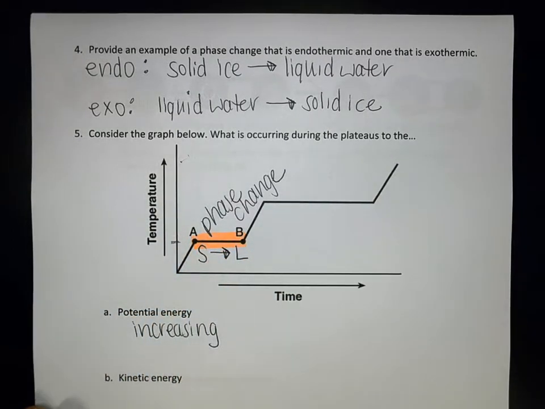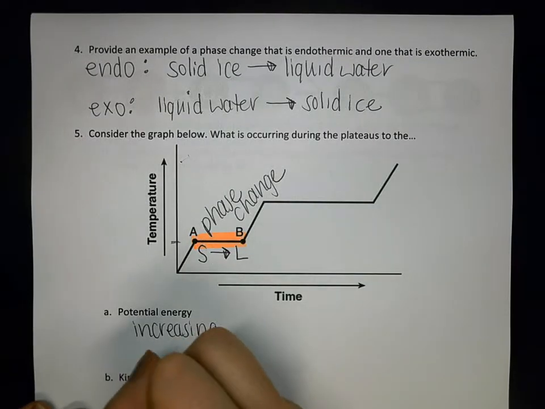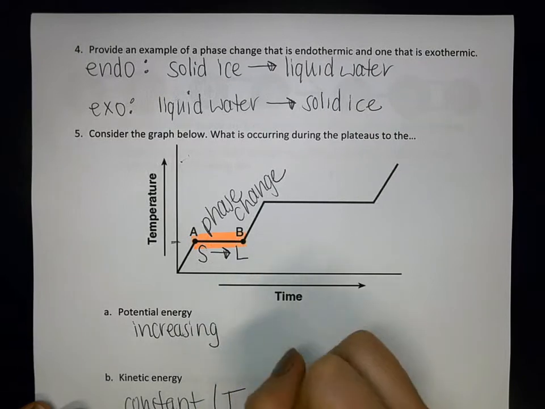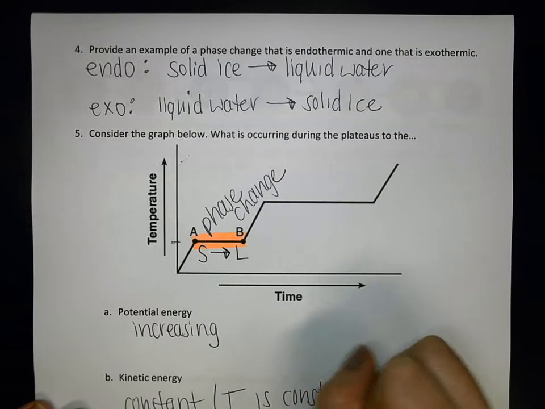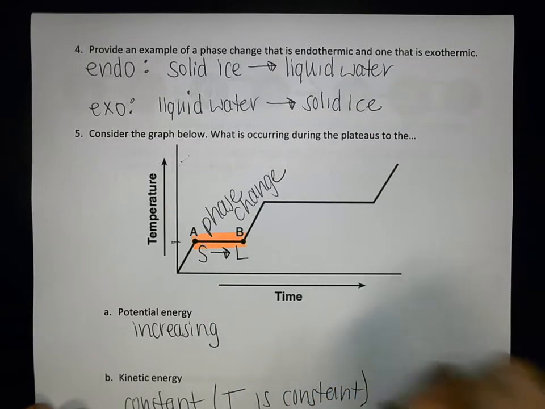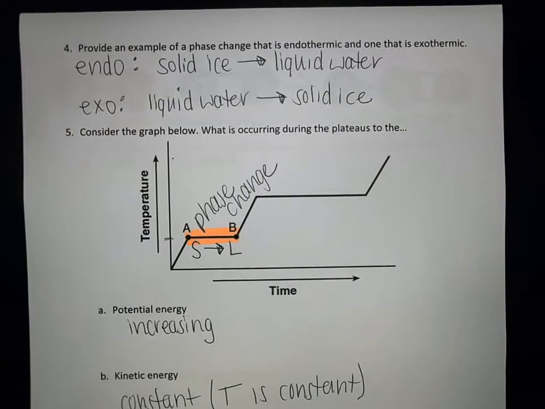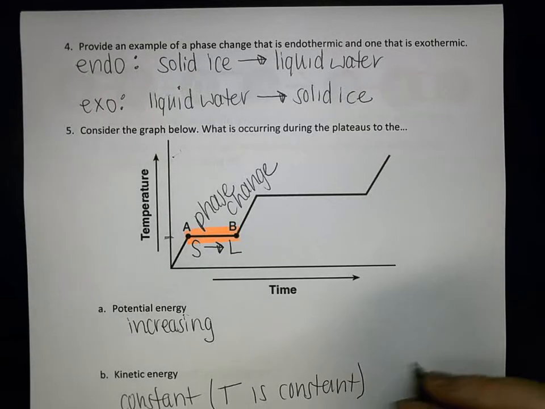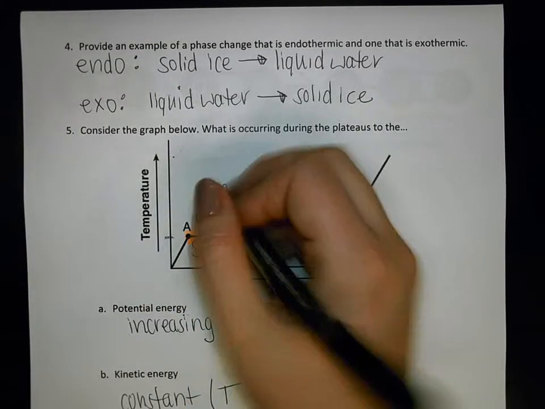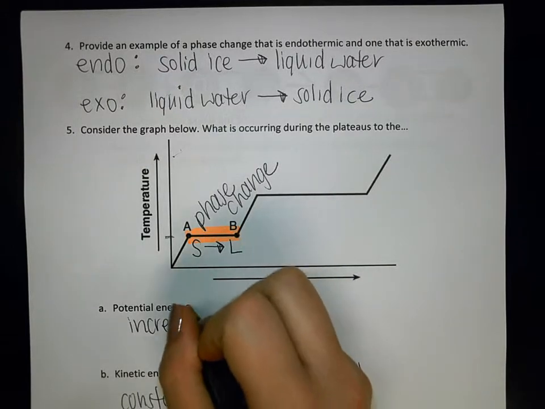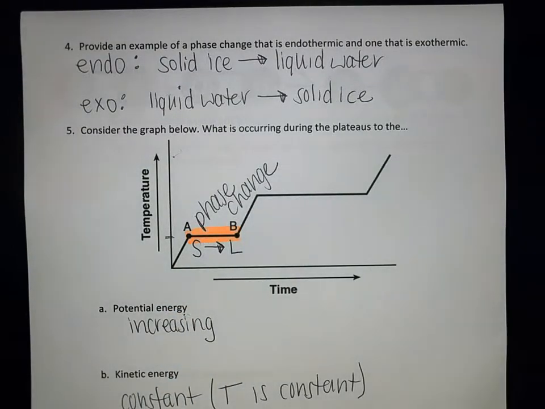The kinetic energy is the energy of motion. This is going to be staying constant. And we know that because temperature is constant. So the potential energy of the particles is increasing, but the kinetic energy is constant. That's because the energy that would normally go towards heating, that energy is being stored as potential energy to cause the phase change.